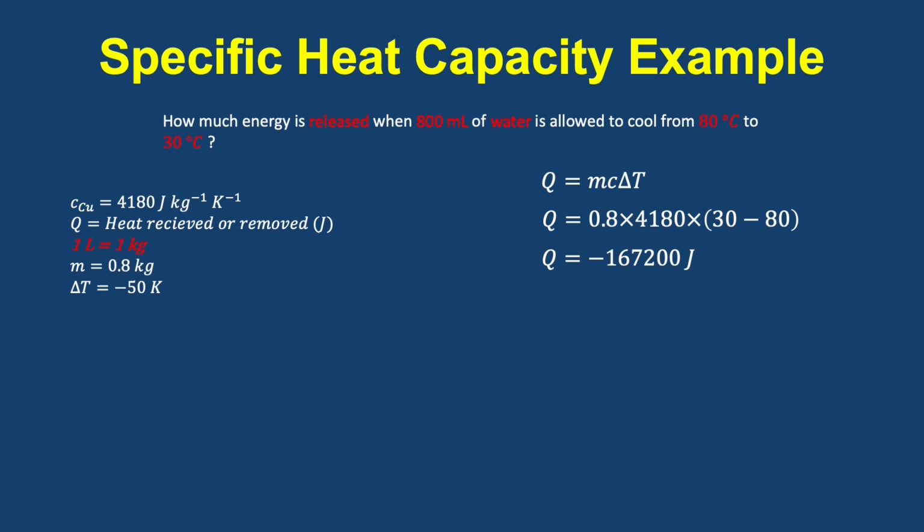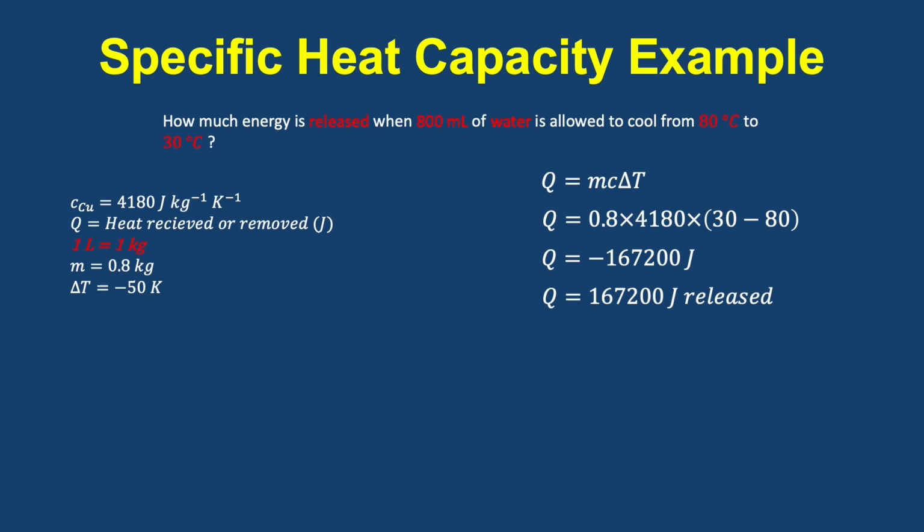Now, if you look back up to the question, it does ask us how much energy is released. We might say that Q is equal to negative 167,200 joules, but that is not an answer to the question that has been asked. In physics, you must always answer the question that has been asked. So while Q is a negative value, we need to actually answer the question asked. And so we say at the end of the question that Q, the heat released, is 167,200 joules released. So Q itself is a negative value, but the energy released out there into the universe is a positive value.